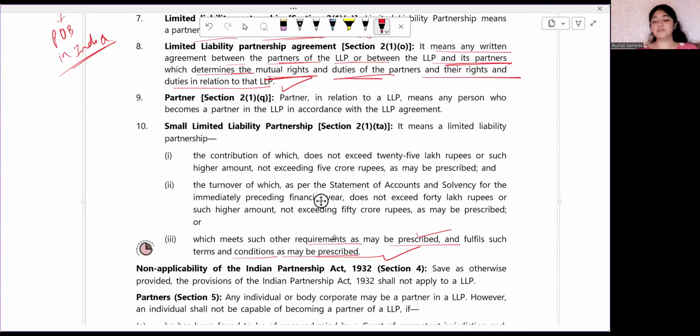Clear till here? The definitions are clear to you people? Yes, ma'am. Everyone?